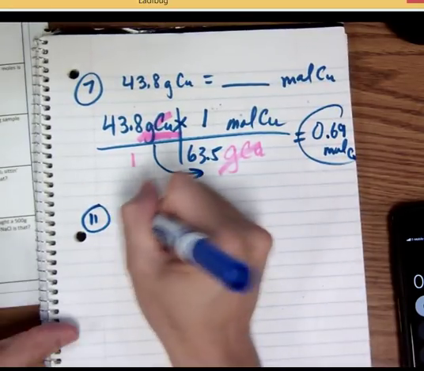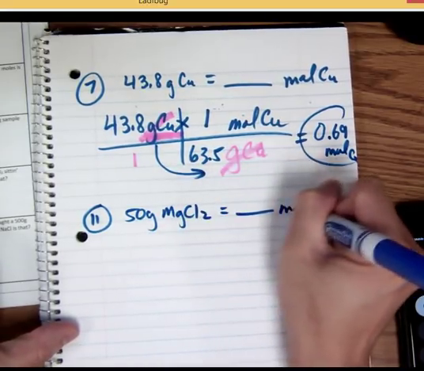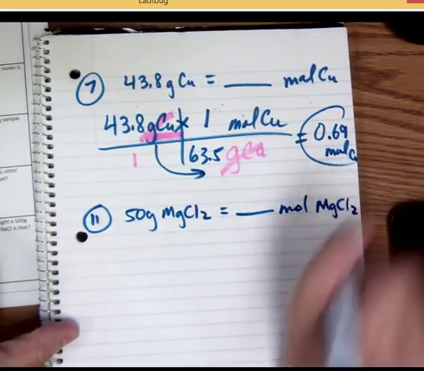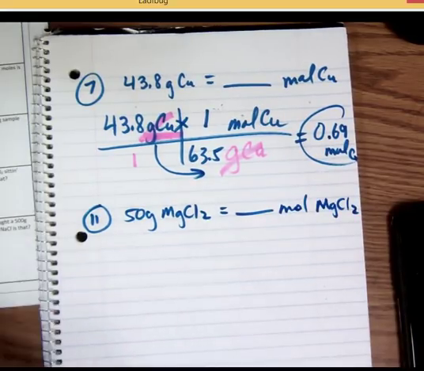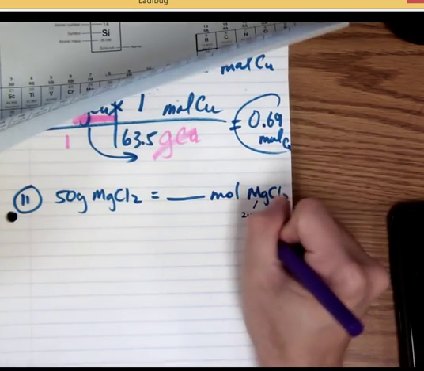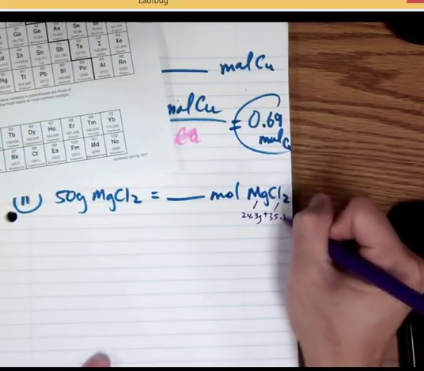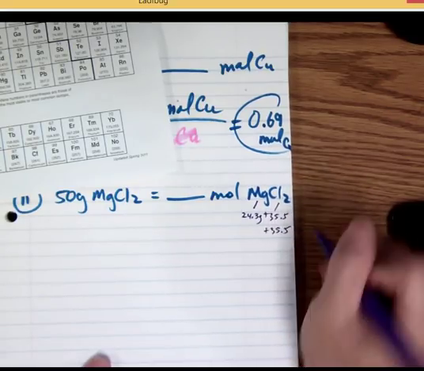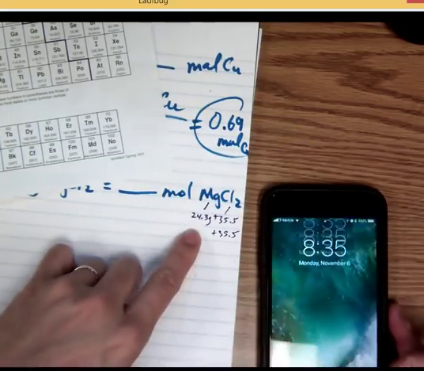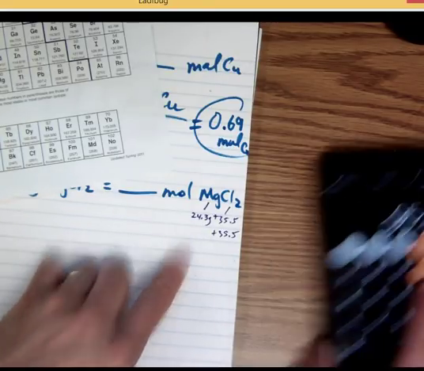50 grams of MgCl2 is equal to how many moles of MgCl2? So immediately you see a compound. Let's find the total mass of this compound. Mg is 24.3 grams plus 2 chlorines, 35.5 plus 35.5. So 24.3 plus 35.5 plus 35.5. And I get 95.3 grams.